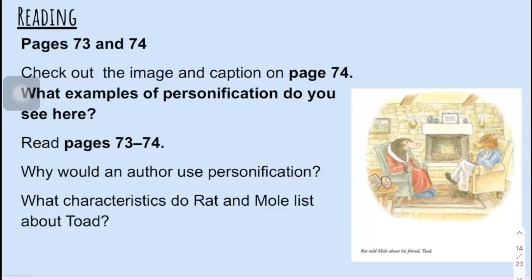Follow along as I read. And as I'm reading, I want you to think about the questions, why would an author use personification? Remember, personification is giving things that are not human characteristics, like the animals being able to sit there and have a conversation. And what characteristics do Rat and Mole list about Toad on this page? What adjectives do they use to describe him?